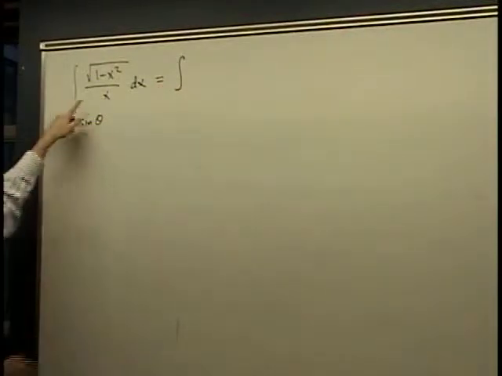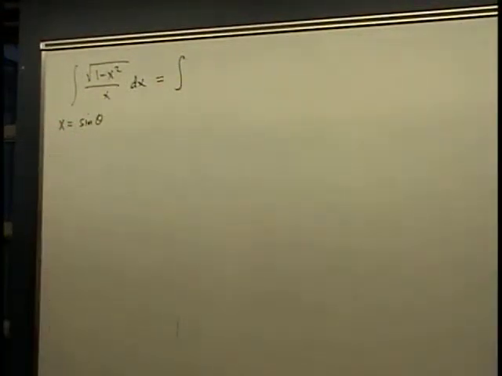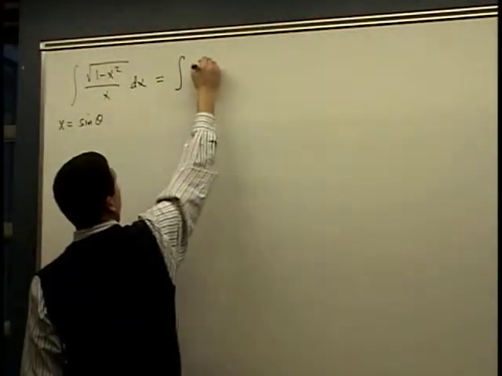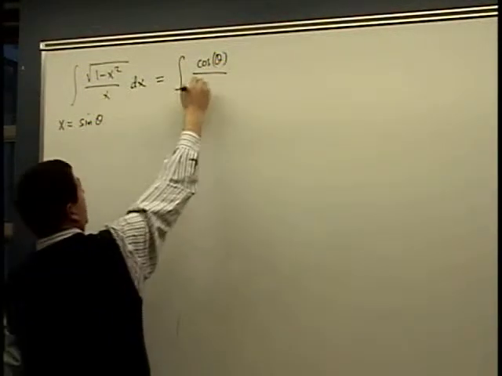So this is going to become, well, we said over here, when you make this substitution, that square root expression will turn into, in this case, 1 cosine of theta. So the top just becomes cosine of theta, and the bottom becomes sine of theta.